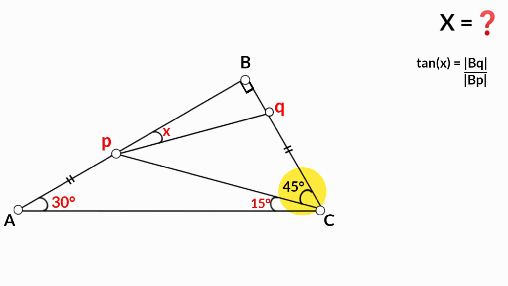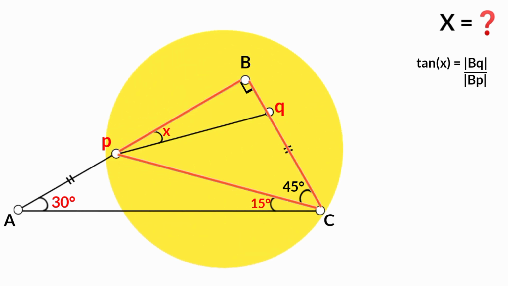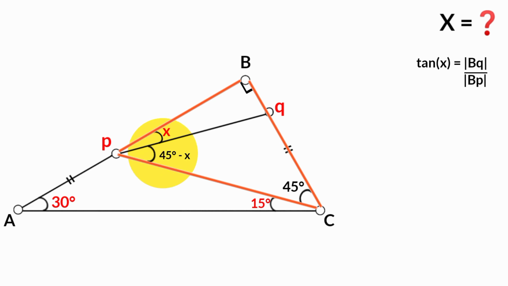And since this angle is 45 degrees, that means this triangle BCP is an isosceles triangle, implying that this side and this side are equal in length. And similarly, this angle and this angle are congruent. So since this is 45 degrees, this must also be 45 degrees. But we have this part to be x, therefore this is 45 degrees minus x.